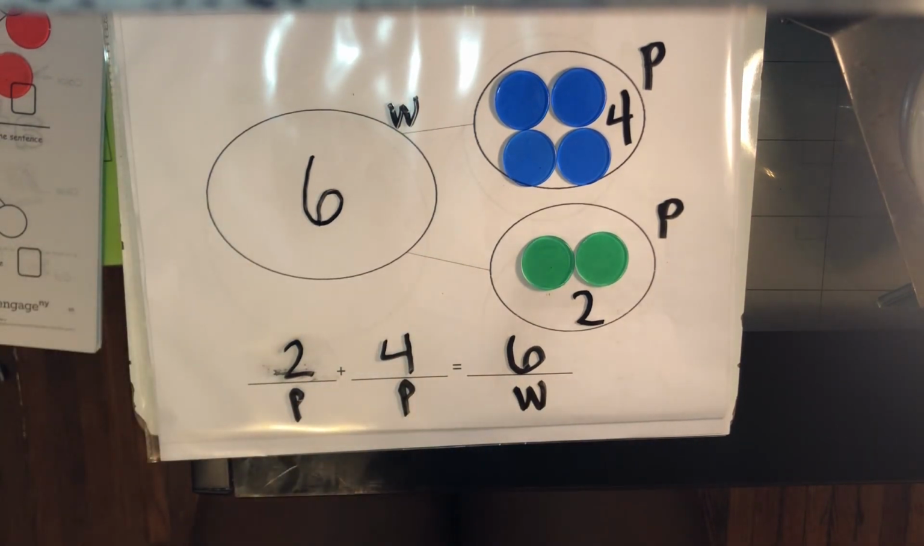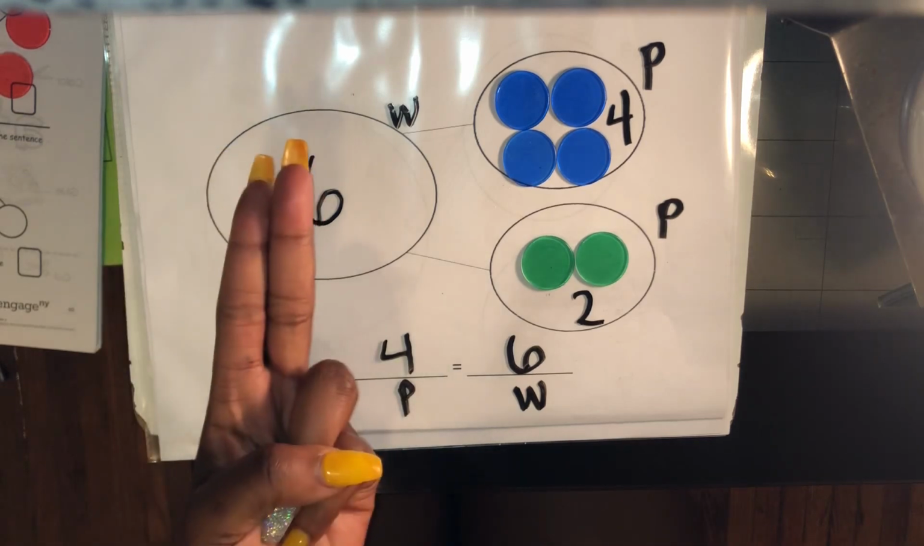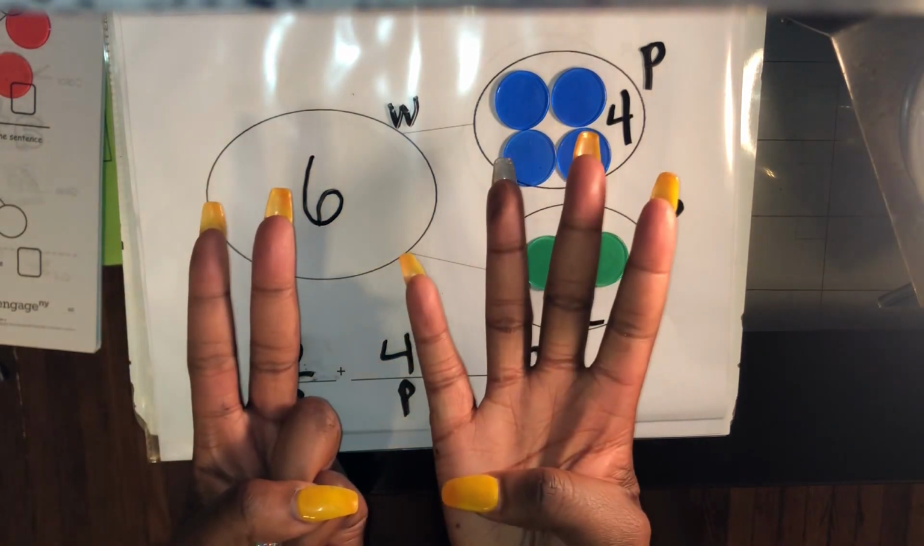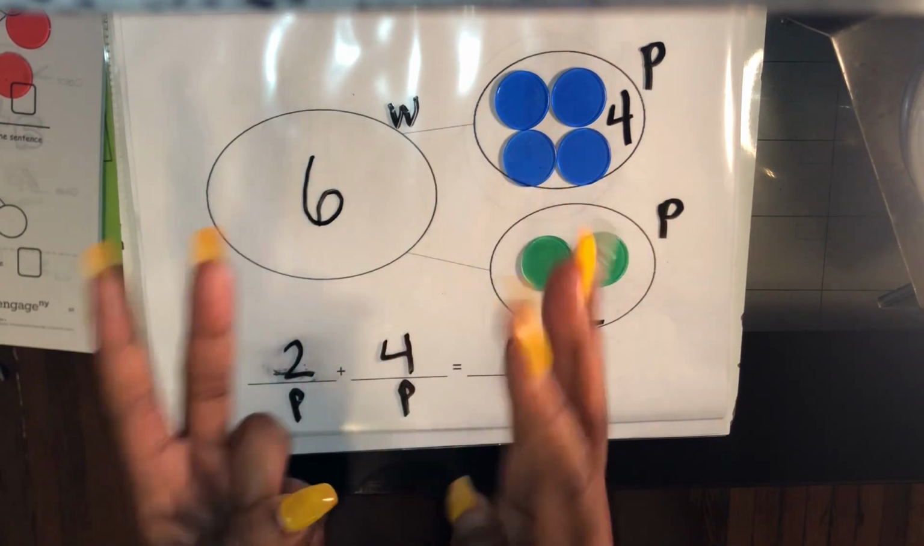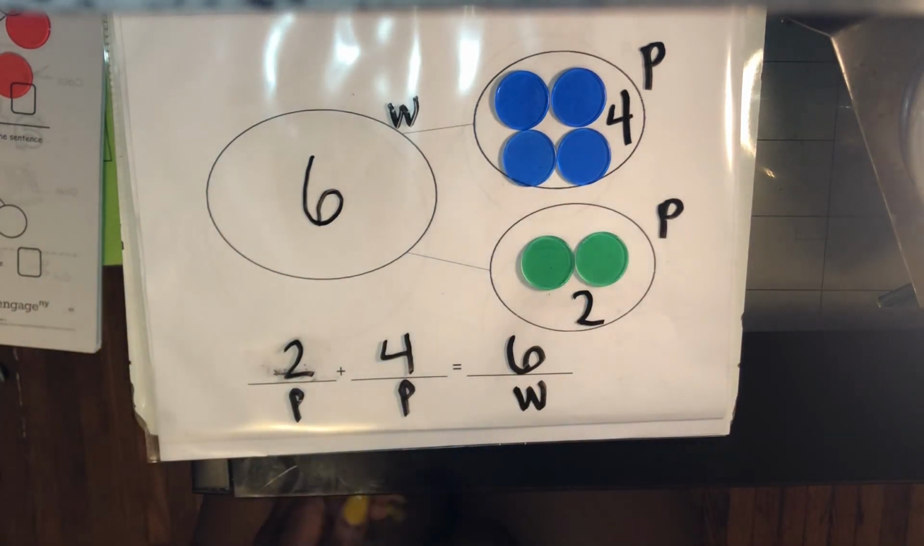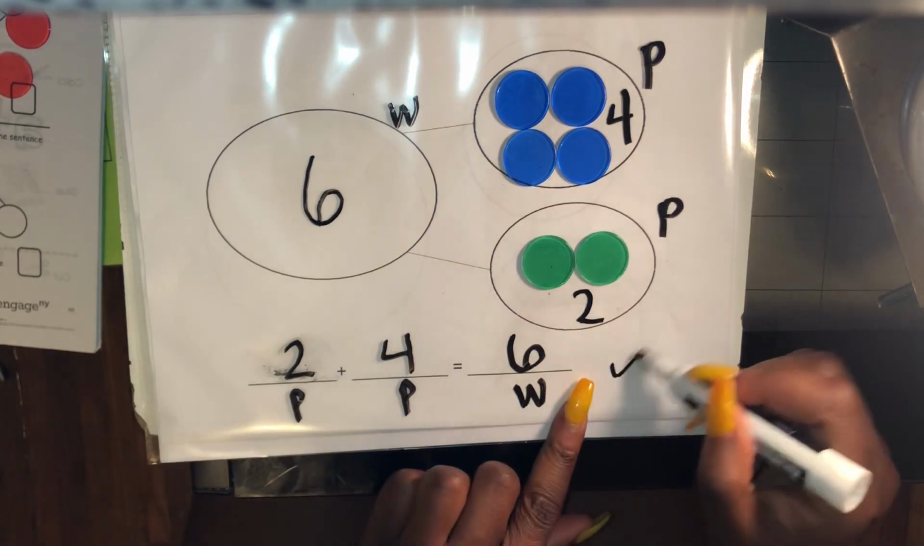I could check this on my hand to see if this is true. 2 plus 4 more, let's count to see if it's 6. 1, 2, 3, 4, 5, 6. So 2 plus 4 equals 6. This is right. Give myself a check.